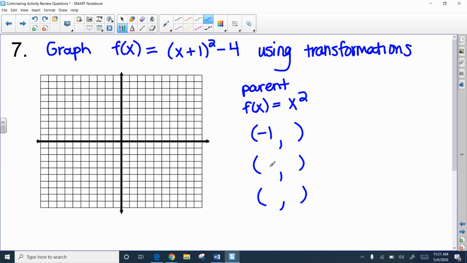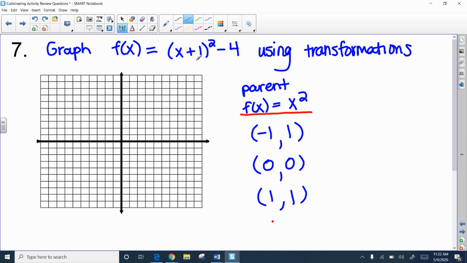And for our x values, we typically use -1, 0, and 1. And then to find my original points, we just plug them into the parent function here. So I'm plugging them into here. If I plug in a negative 1, squared is just 1. If I plug in a 0 for x, 0 squared is 0. And if I plug in a 1, 1 squared is 1. So these are the starting points.